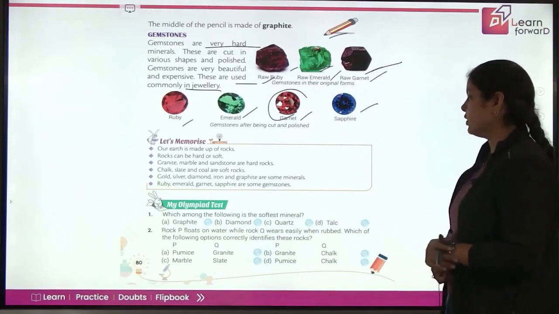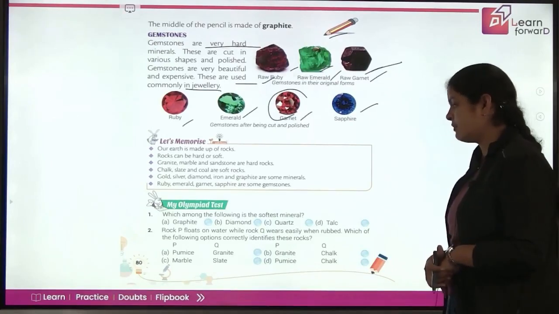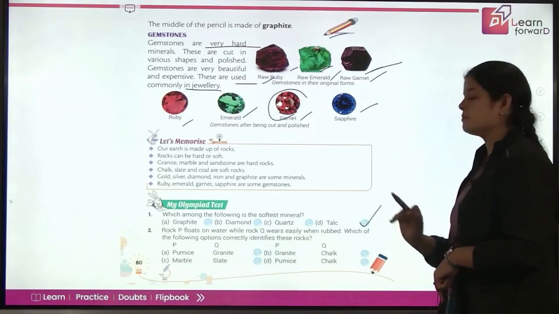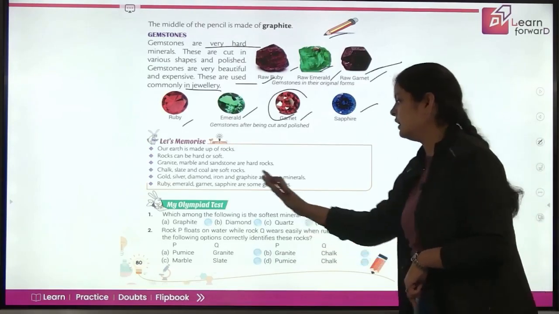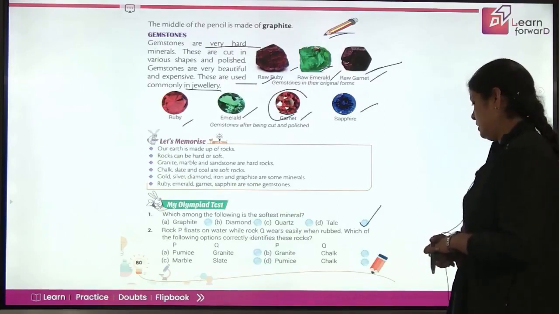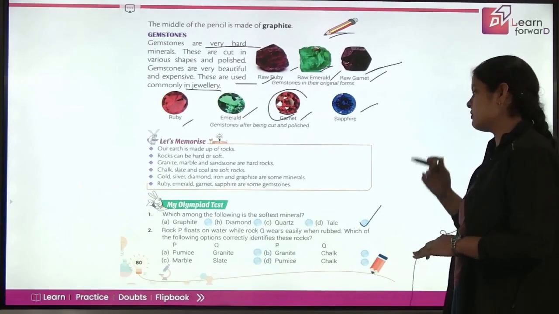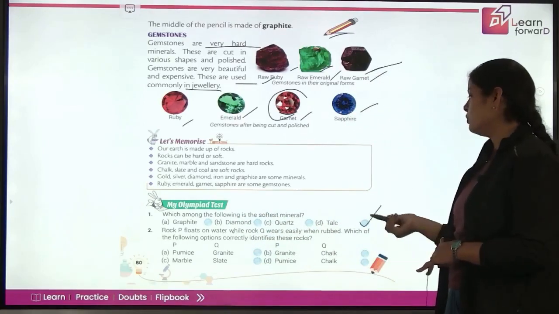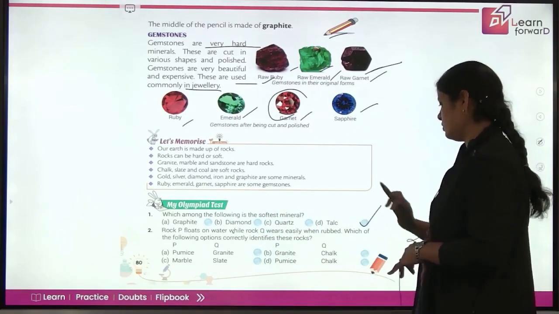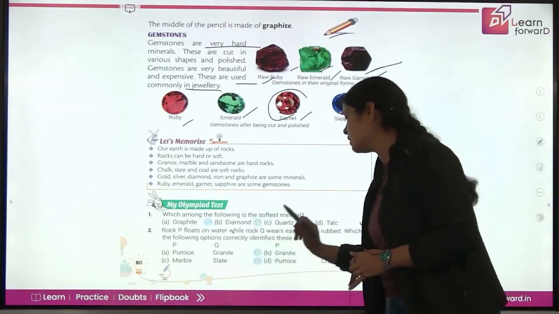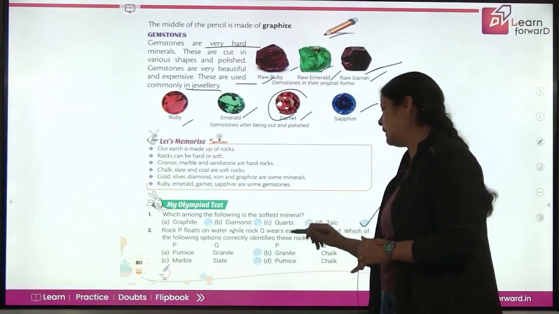Which among the following is the softest material? Graphite, diamond, quartz or talc? Talc is the softest material, then quartz, then graphite, and then diamond. Rock P, where is this rock P? Okay, they are just giving the information. Rock P floats on water while rock Q wears easily when rubbed. It just gets destroyed when it is rubbed. Which of the following options correctly identifies these rocks?